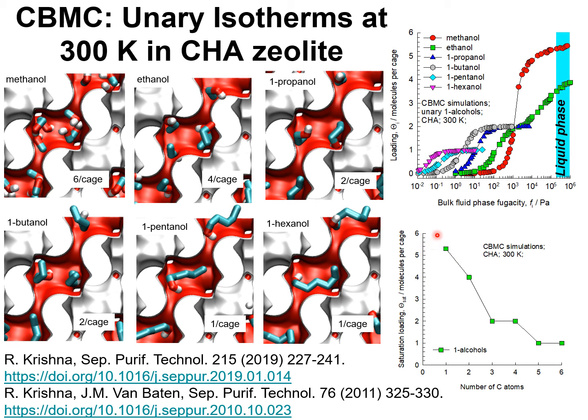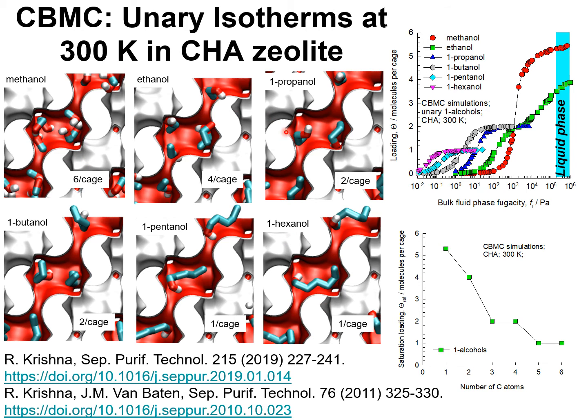The saturation capacity changes from about 6 molecules per kg to 1 molecule per kg, and these are highlighted here by computational snapshots. This shows methanol, and you can locate 6 methanol molecules within 1 kg of Chabazite. You can only locate 4 molecules per kg of ethanol, 2 molecules per kg of 1-propanol, 2 molecules per kg of 1-butanol, 1 molecule per kg of 1-pentanol, 1 molecule per kg of 1-hexanol.